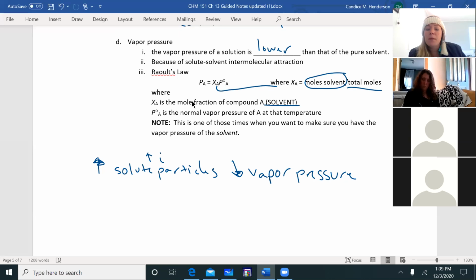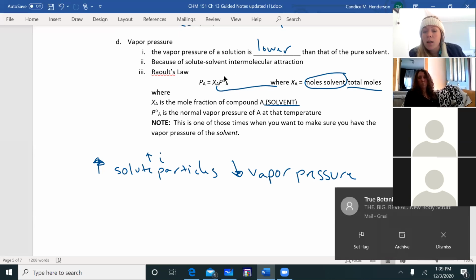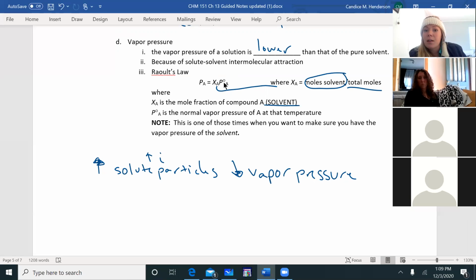And then P naught is the normal vapor pressure of whatever A is at the temperature. So you take your mole fraction and you multiply it by your original pressure. For instance, water will have a certain pressure at a certain temperature. If it's got some dissolved solute in it, we would look at its mole fraction of solvent and multiply it by that. Because this is a fractional value, our PA, our pressure with the salt, will always be lower than our original pressure.